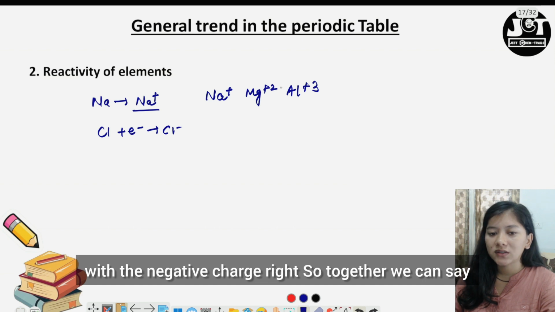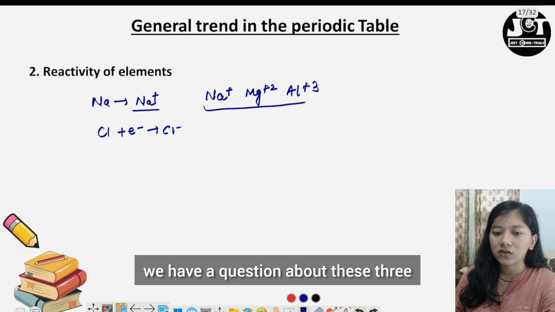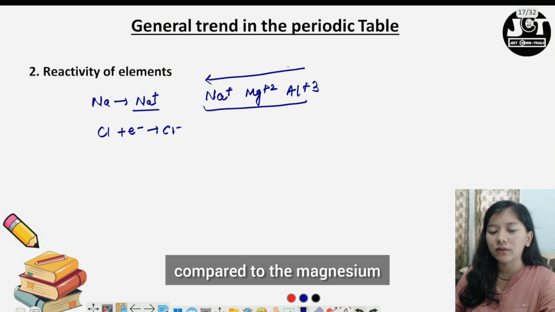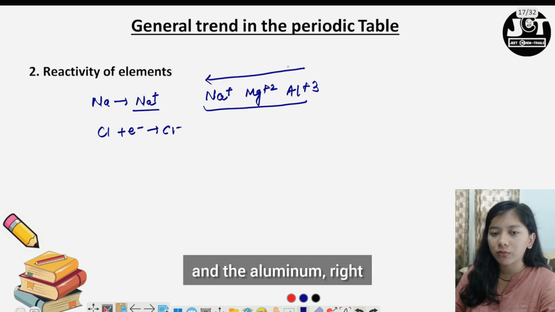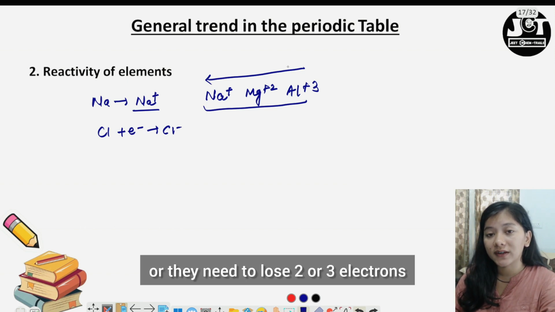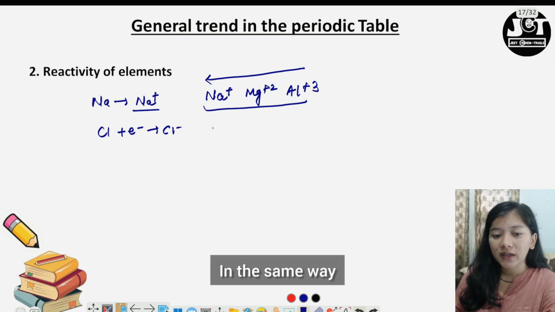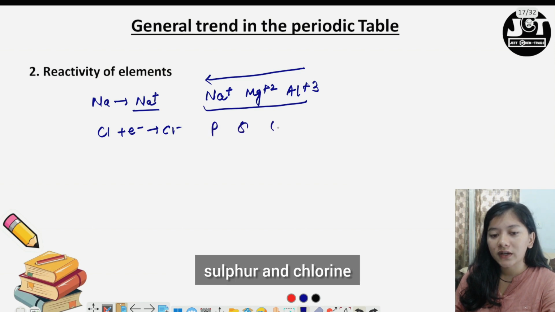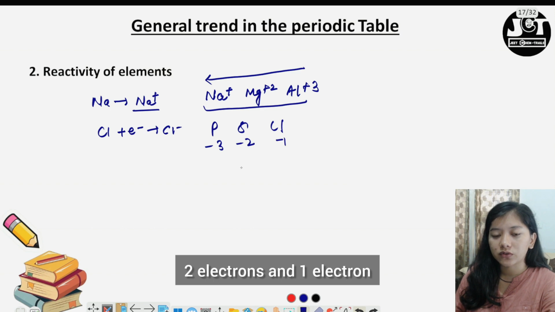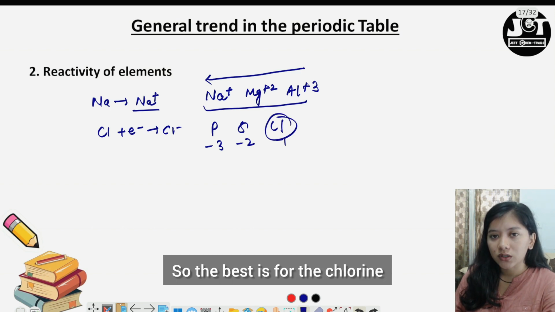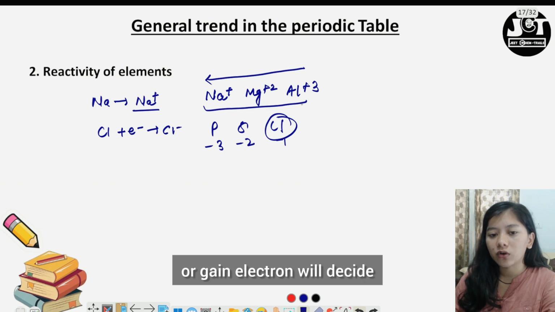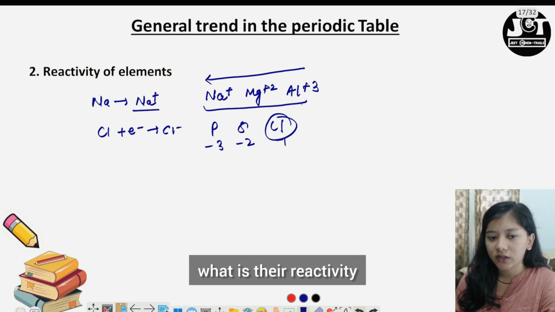So together we can say, we have a question about these three, which one is more reactive. For sodium, it's easier to lose an electron compared to magnesium and aluminium, right? They need to lose 2 or 3 electrons. That is much. In the same way, if we talk about phosphorus, sulfur and chlorine, they have a tendency to gain 3 electrons, 2 electrons and 1 electron. So the best is chlorine. Just remember, how easily they lose or gain electrons will decide their reactivity.